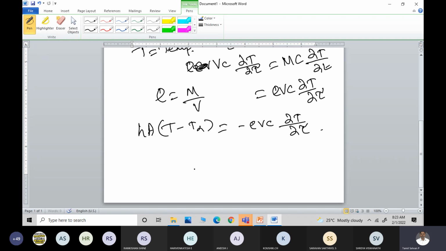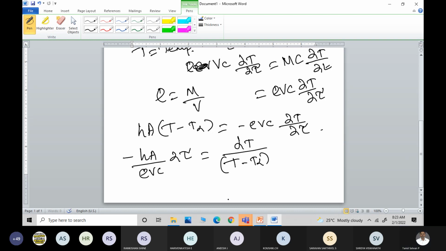Now, what happens here is, let us take this rho V C to the other side. We get hA by rho V C, taking this minus sign also, into d tau, which is equal to dT divided by (T minus T infinity). Is it fine?